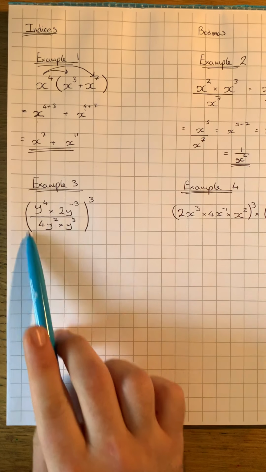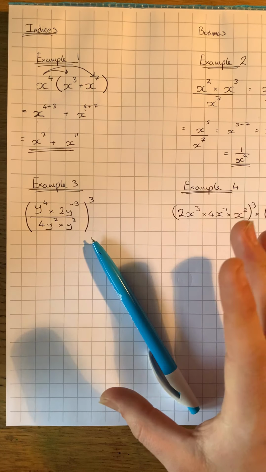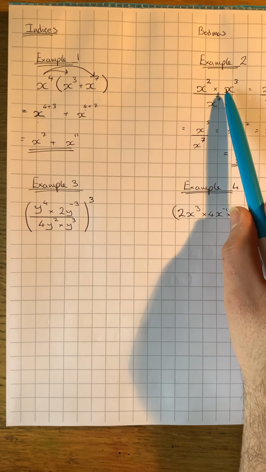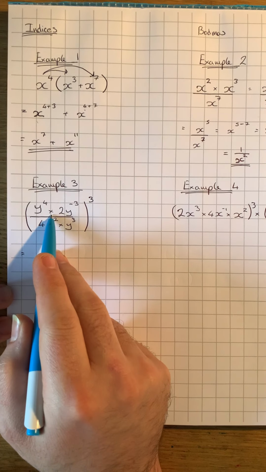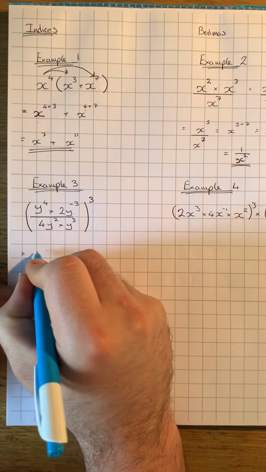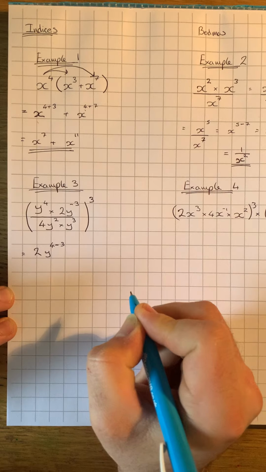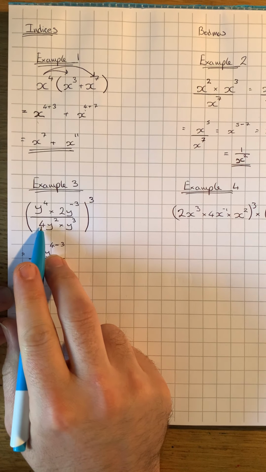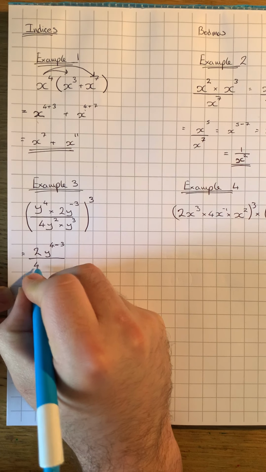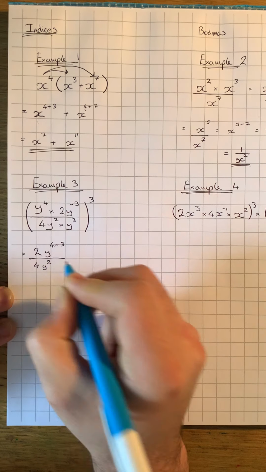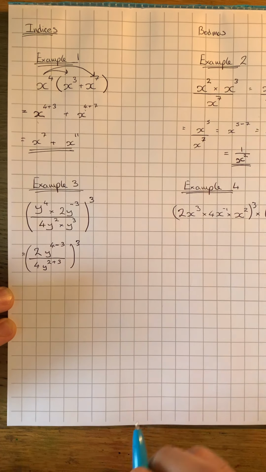Now over here, looking at this big complicated thing, we still follow our rules, work from the center outwards. So following what I did here, I'm going to tidy up the top first. So we get y to the 4 times 2y to the negative 3. Well, that's going to be 2y to the 4 take away 3. On the bottom, we've got 4y to the 2 times y to the 3. So that's going to be 4y to the 2 add 3. And that's all to the power of 3.